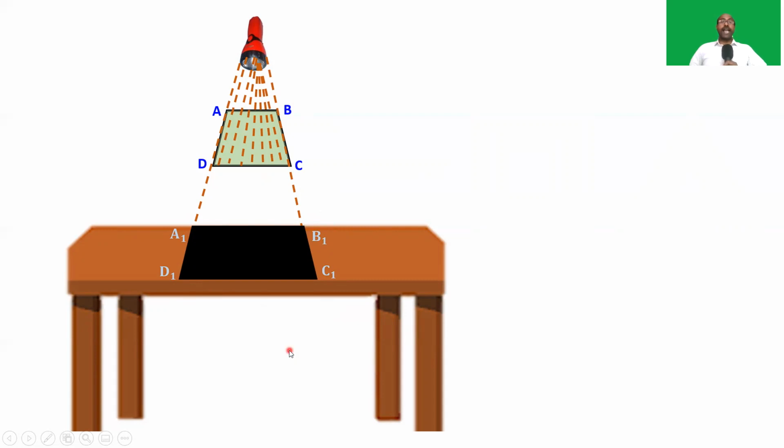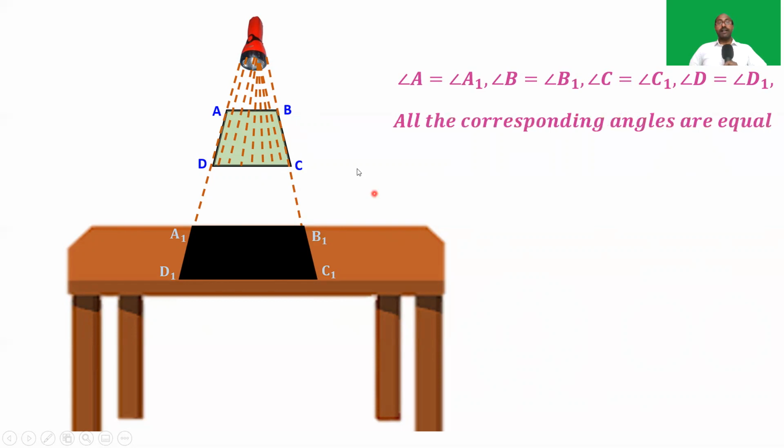Now find the angles A, B, C, D as well as A1, B1, C1, D1. We can notice that the angle A is equal to the corresponding angle A1, angle B is equal to angle B1, angle C is equal to angle C1, as well as angle D is equal to angle D1. So we can say that all the corresponding angles in the similar figures are equal. Here, the quadrilateral A1B1C1D1 is the enlargement or magnification of the quadrilateral ABCD.